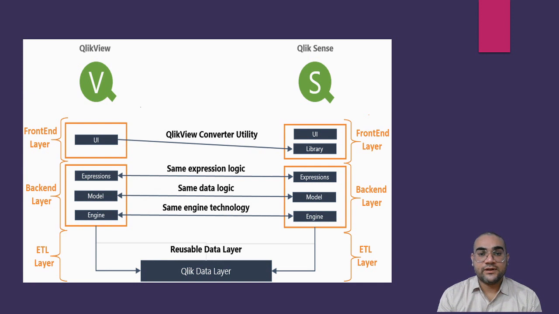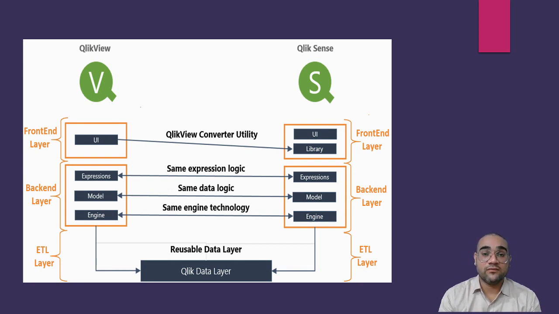If you observe, the diagram is divided into three parts: the front end layer, the back end layer, and the ETL layer. Out of those three layers, the back end layer and the ETL layer are the same for ClickView and ClickSense. Meaning your data architecture, your individual data model, and your chart level expressions can be leveraged as is when you move to ClickSense.